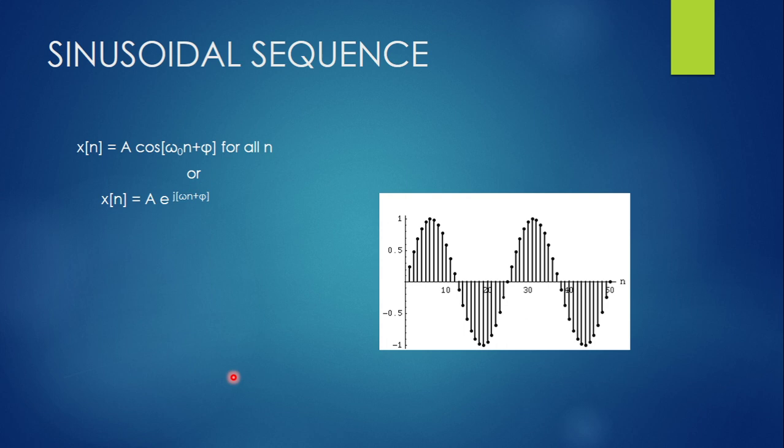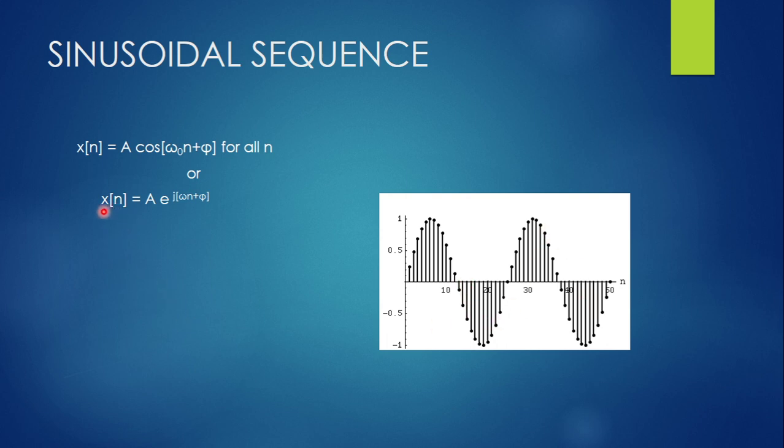Now, the next and very important sequence is the sinusoidal sequence. See here, it is represented as x[n] equals A cos(omega naught n plus phi). Omega naught is the frequency, phi is the phase, for all values of n. Again, it will have discrete values and it is sinusoidal in nature.